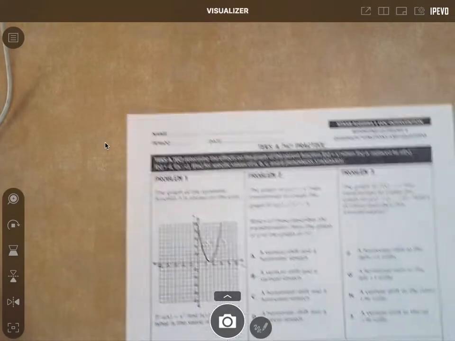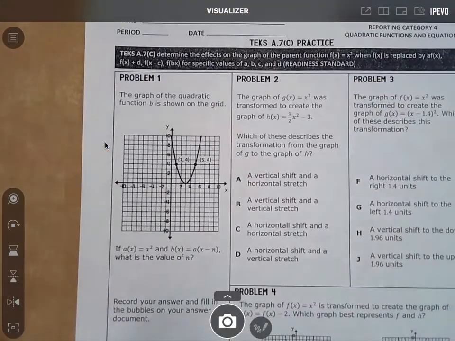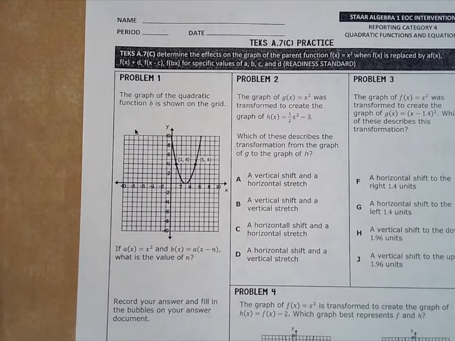7C is the other skill we need to go over to review a little bit. This is a readiness skill. Whenever it says readiness skill, that means there will be 2 or 3 problems on your EOC about it. Supporting, there could be 1, there could be 2, or there could be none. So the readiness ones are the ones we really want to focus on and make sure you know how to do. So let's look over what this is about.